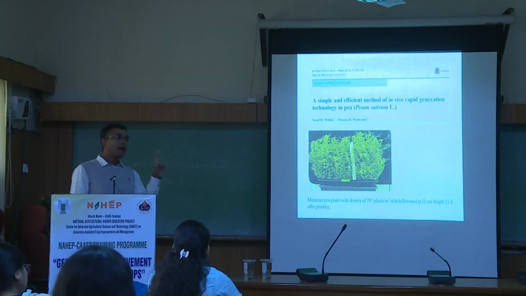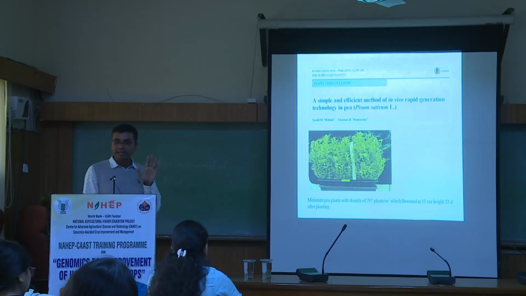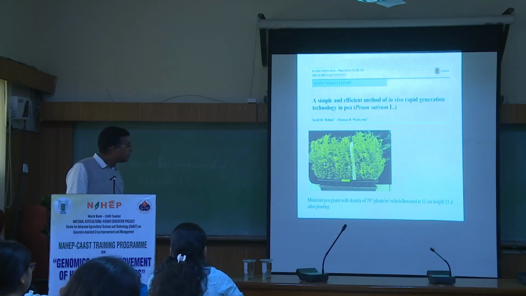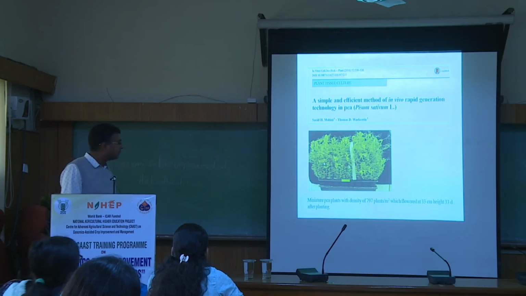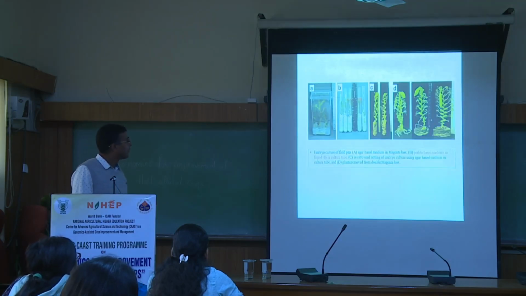Even if you get one or two seeds, that is sufficient for you to develop the RIL, because we are practicing single seed descent. Earlier, single seed descent. So even if we are getting a single seed, that is also sufficient. And pea is a self-pollinated crop, and that is why there will be seed set automatically. And the immature embryo you can culture, and they have used some tissue culture media. You can see different kinds of media.